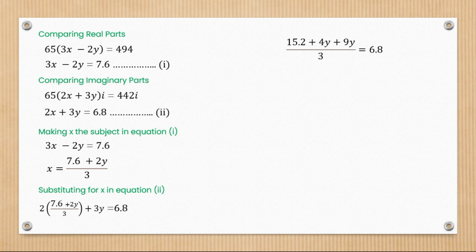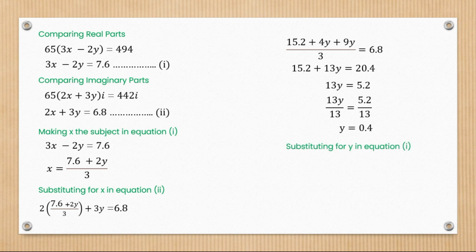So I can now find the LCM. When I open brackets, you can see that I'll have 15.2 plus 4y. Then when I find the LCM, which is 3, the 3 will multiply the 3y, which is going to be equal to 9y. So we end up having that. Now I can cross multiply. 3 times 6.8 shall be equal to 20.4. So we end up having this. When I solve this, 20.4 minus 15.2 is equal to 5.2. Now dividing both sides by 13, I end up having y as 0.4.